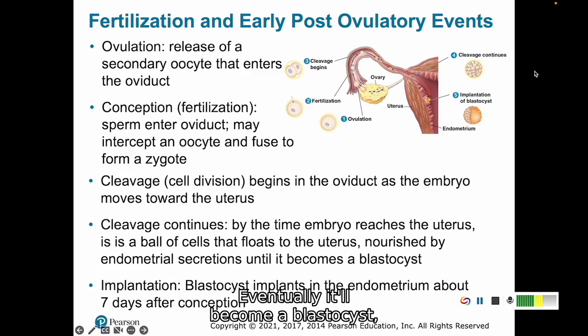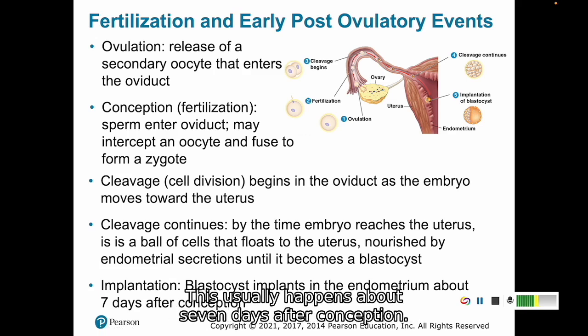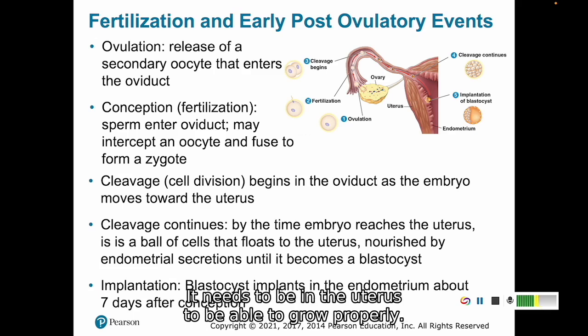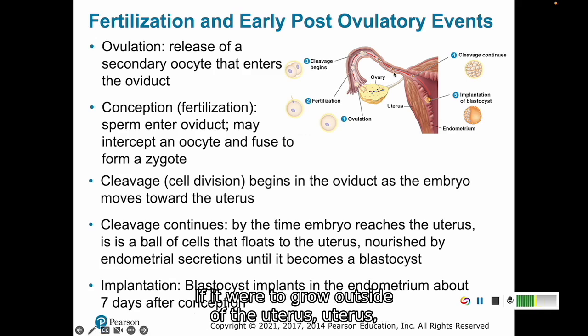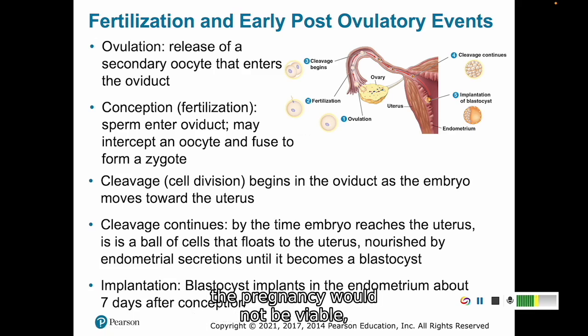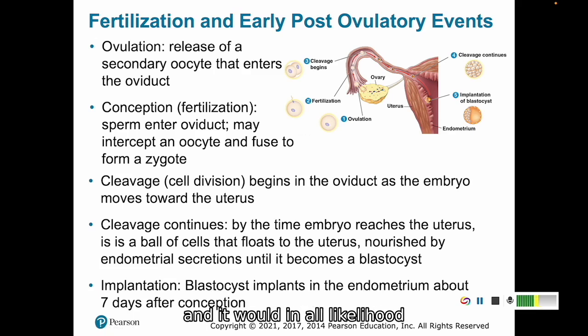Eventually, it'll become a blastocyst, which is a hollow ball of cells. As a blastocyst, then it'll go into implantation. It will need to implant into the endometrium in the uterus, and this usually happens about 7 days after conception. It needs to be in the uterus to be able to grow properly. If it were to grow outside of the uterus, it would not be able to, the pregnancy would not be viable, and it would in all likelihood be life-threatening to the mother as well.